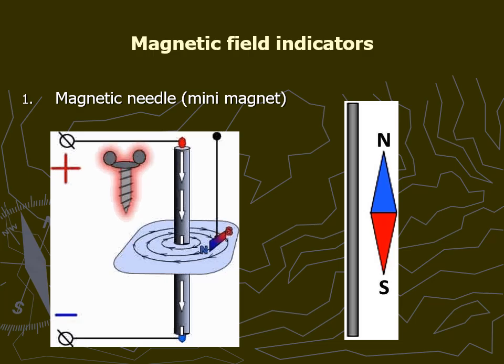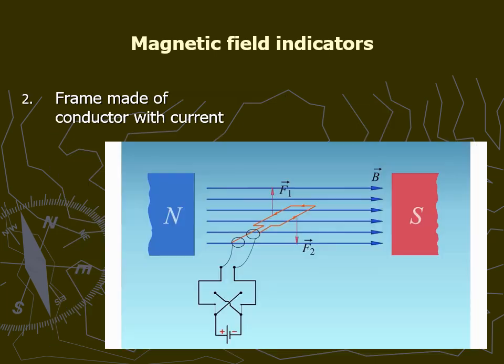In order to determine the presence of a magnetic field, we can use a magnetic needle, which will be oriented by the magnetic field in its direction. Or we can use a frame made of a conductor of very small dimensions, and it will also show us the presence of a magnetic field.